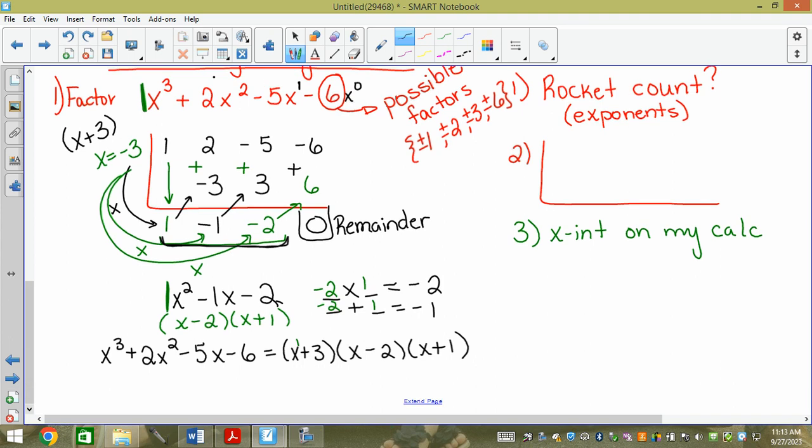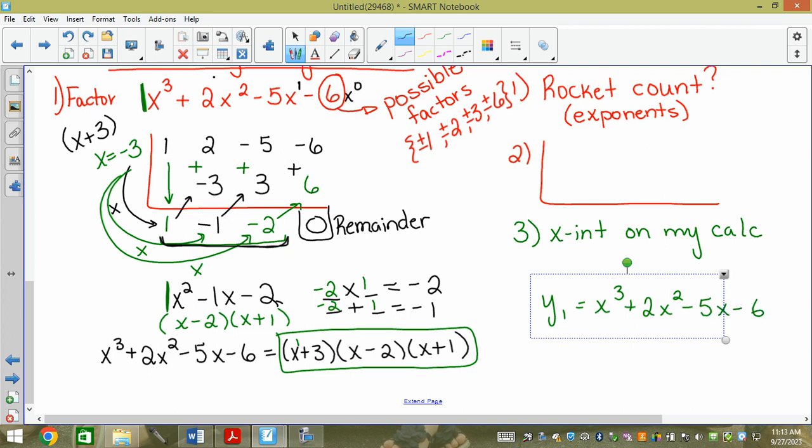Now, so this is the factor form here. I'm going to box it. But what do I want you to do? I want you to type into y1 the original: x cubed plus 2x squared minus 5x minus 6. And then into your y2, I want you to type in x plus 3, x minus 2, x plus 1. Why would I make you type them both in? Because they're the exact same graph.